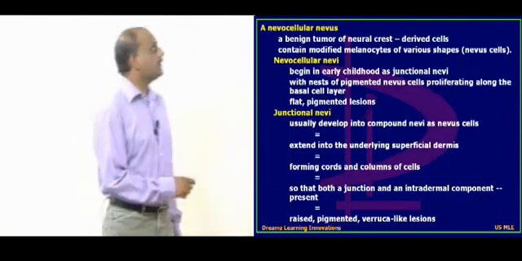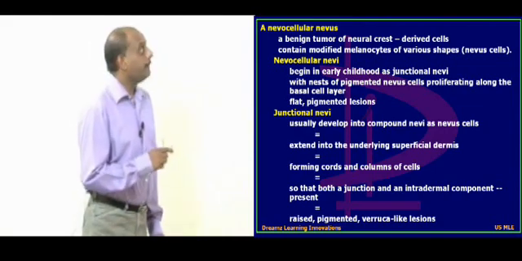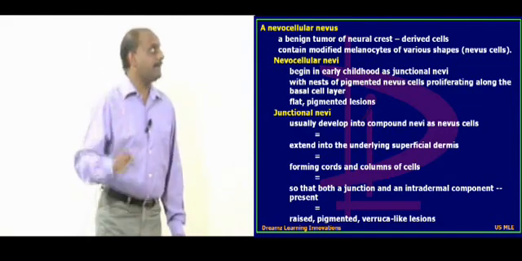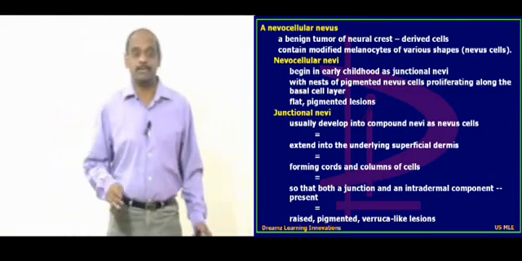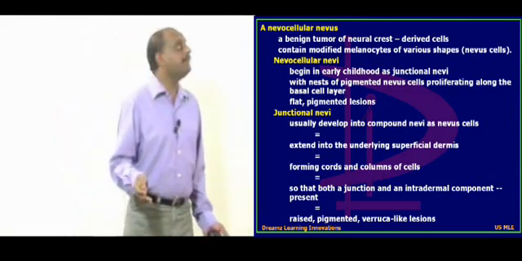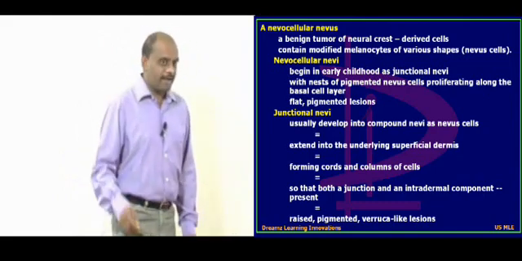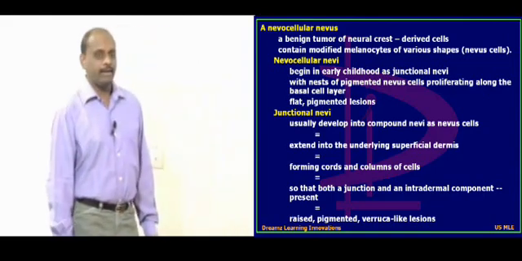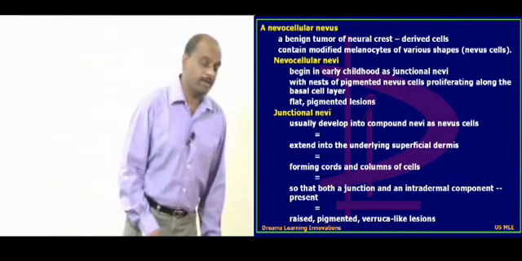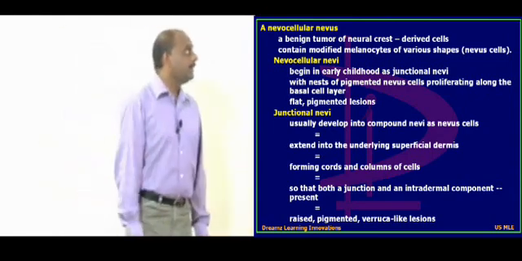Now let us talk about the nevus. Basically, a nevus is a benign tumor of neural crest derived cells. It contains modified melanocytes of various shapes which are basically called nevus cells, is what you need to know. There are different types of nevi. You have nevocellular nevi, junctional nevi, intradermal nevi, and so on. Which nevus predisposes to malignant melanoma? Let us look into it.